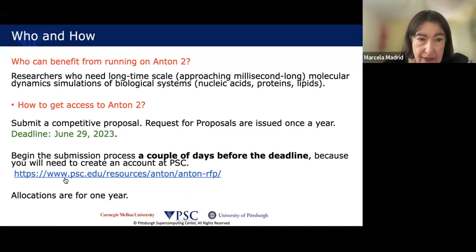So the request for proposals can be seen at this URL, where you will find all the details on what is needed and how to submit. If the proposal is successful, you are given an allocation of time, which is for 1 year.